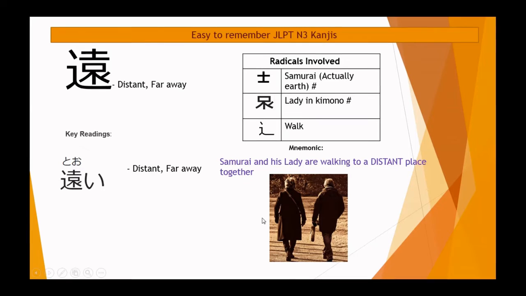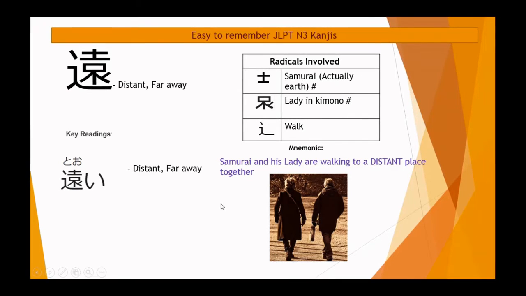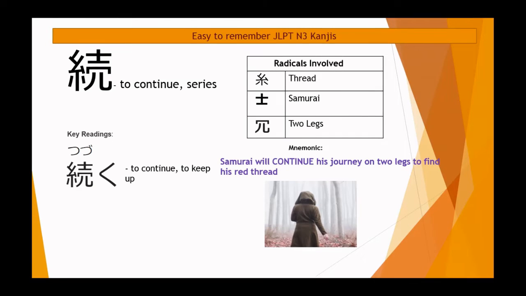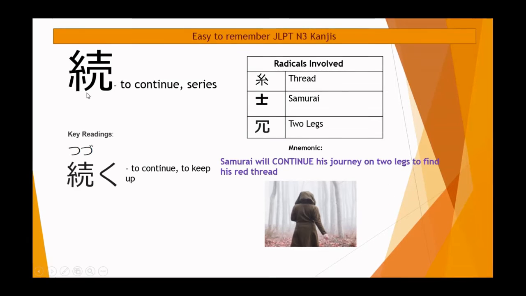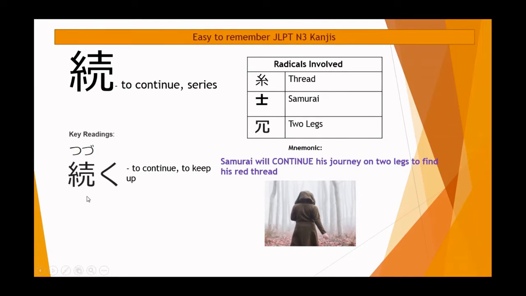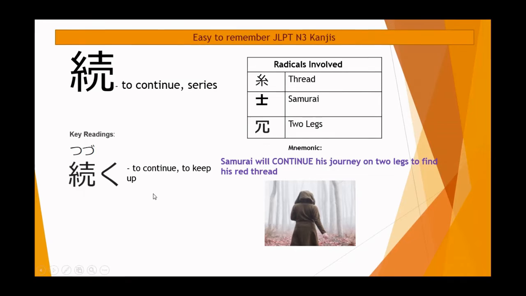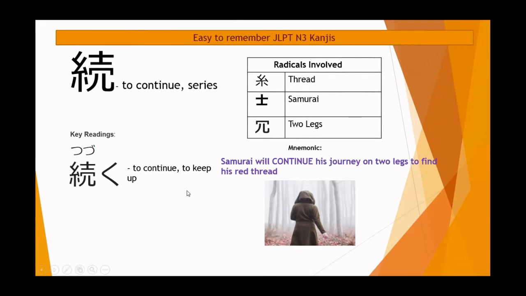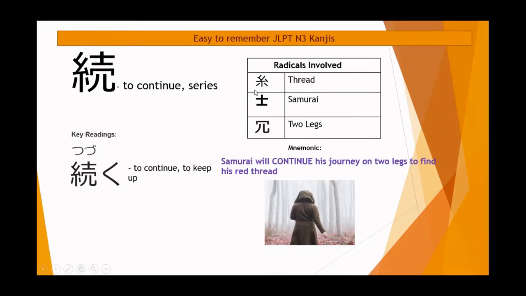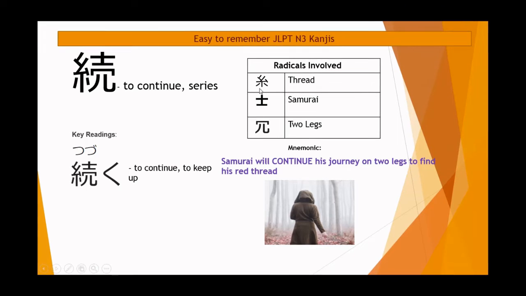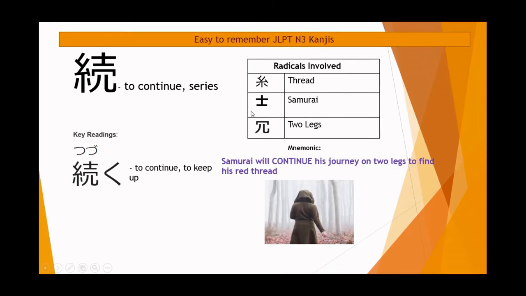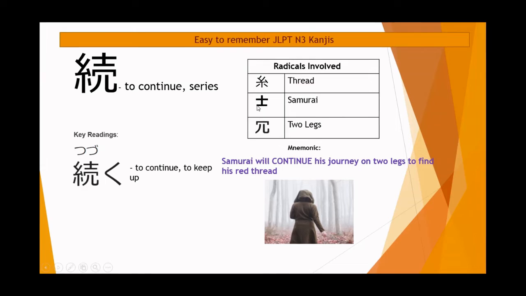The third kanji of our session is the kanji for continue or series. The key reading for this kanji is tsuzuku, which means to continue or to keep up. Now, let's take a look at the radicals. Firstly, we have the radical for thread, which is the ito radical. Then, we have our samurai radical. Here, we are using the proper samurai radical, where the horizontal line below is smaller than the horizontal line above.